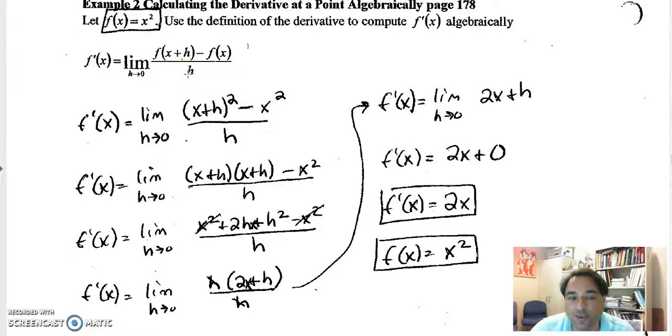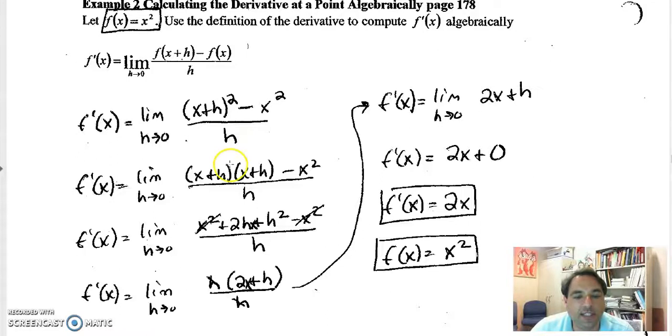So using some algebra, we'll get to a point that we can. Basically, f of x plus h means we're going to take x plus h and plug it into the function. So instead of x, we put x plus h. That's why it's x plus h squared minus the original function over h.